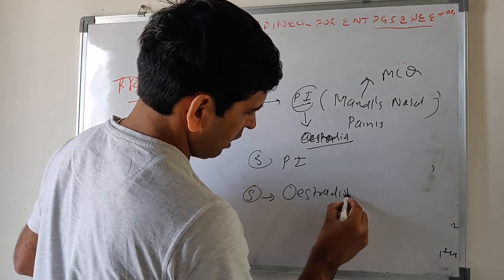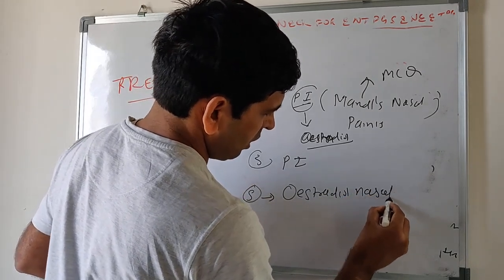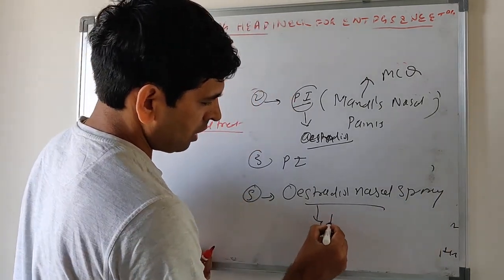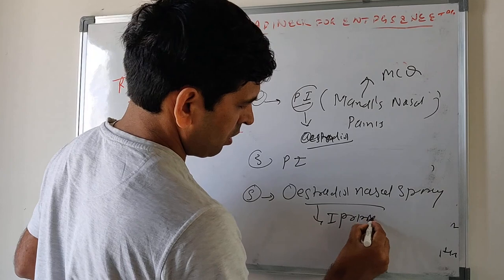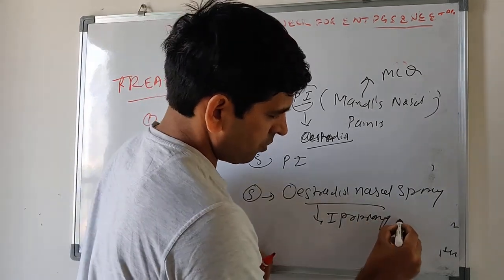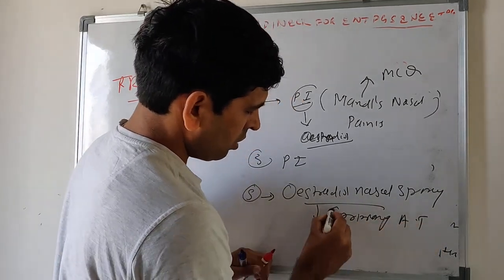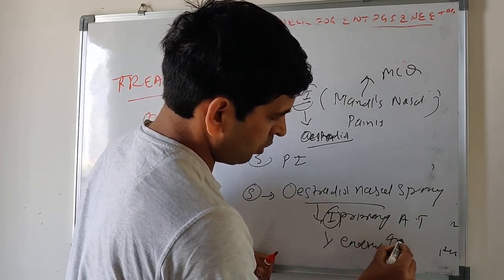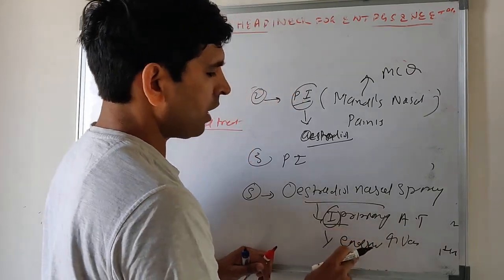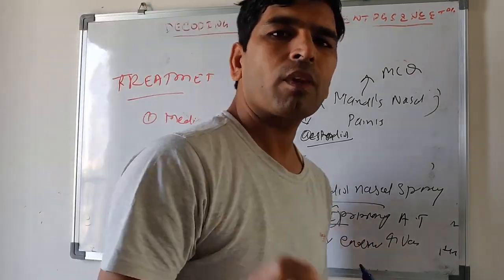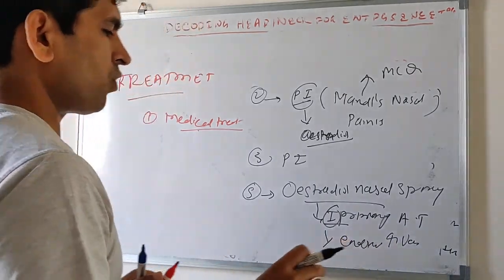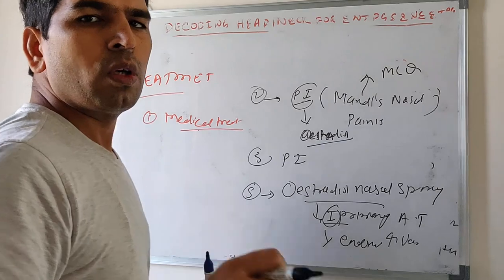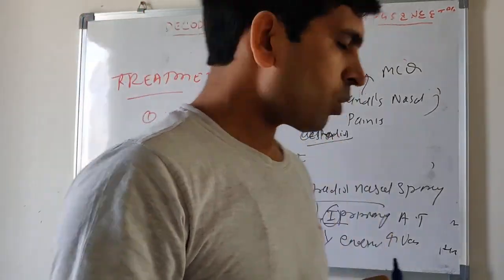You may use estradiol nasal spray. This is used only in type 1 primary atrophic rhinitis. This leads to dilatation, countering endarteritis and increasing vascularity. So this is used only where there is endarteritis or periarteritis, type 1 primary atrophic rhinitis. Estradiol nasal spray is not helpful in type 2 primary atrophic rhinitis.